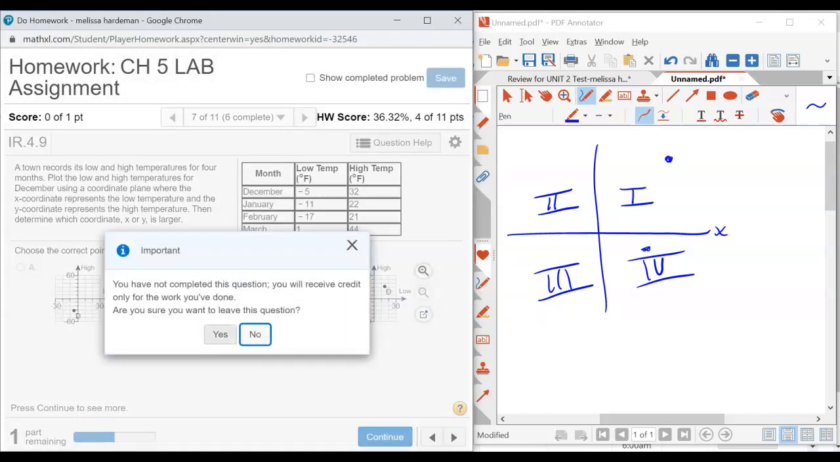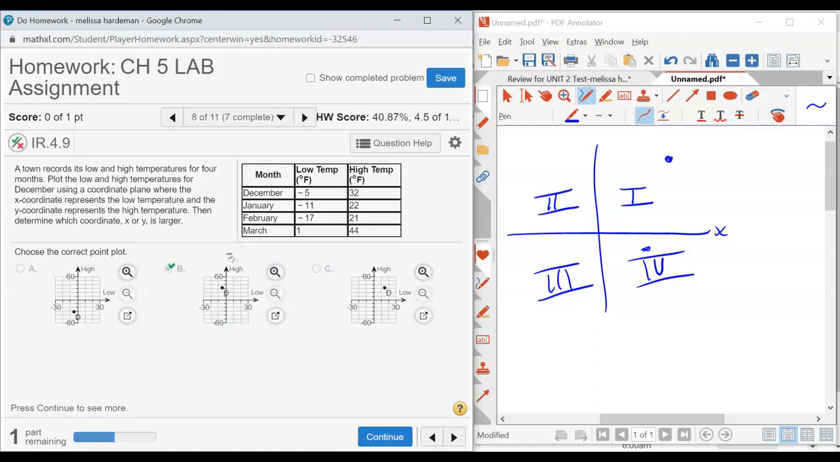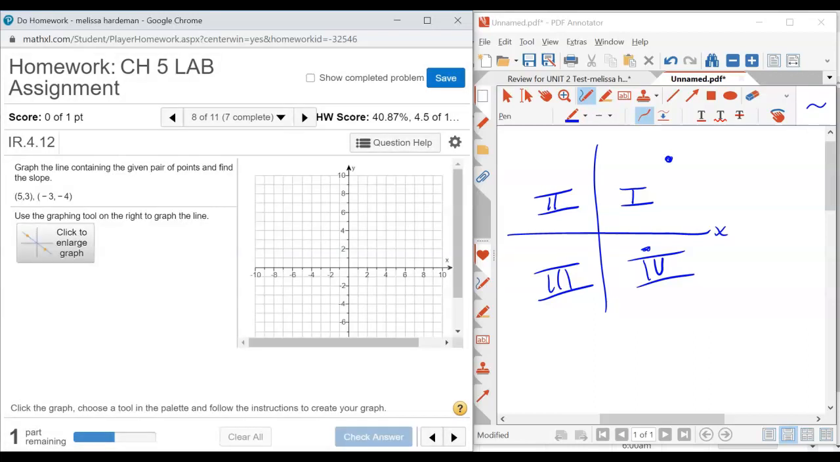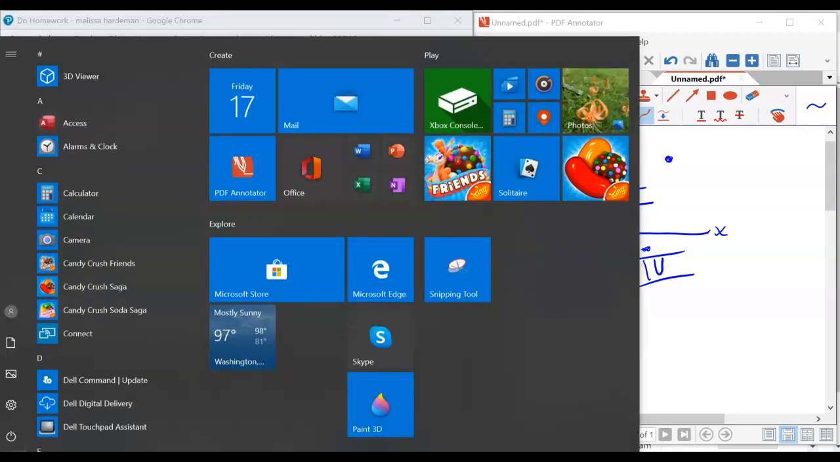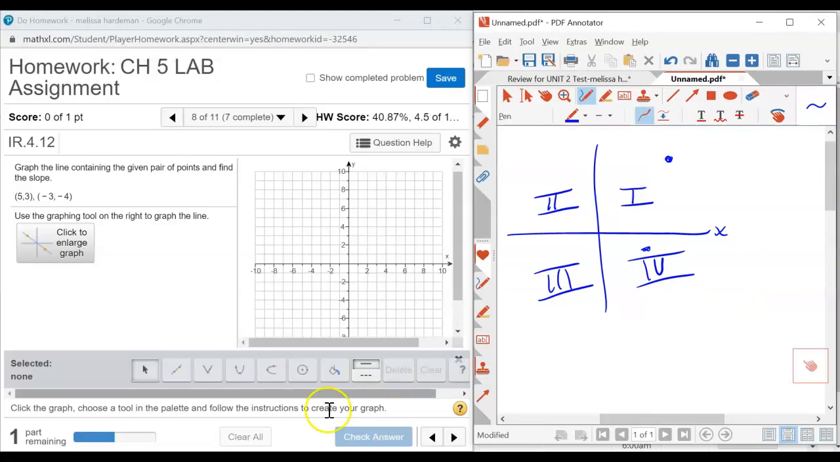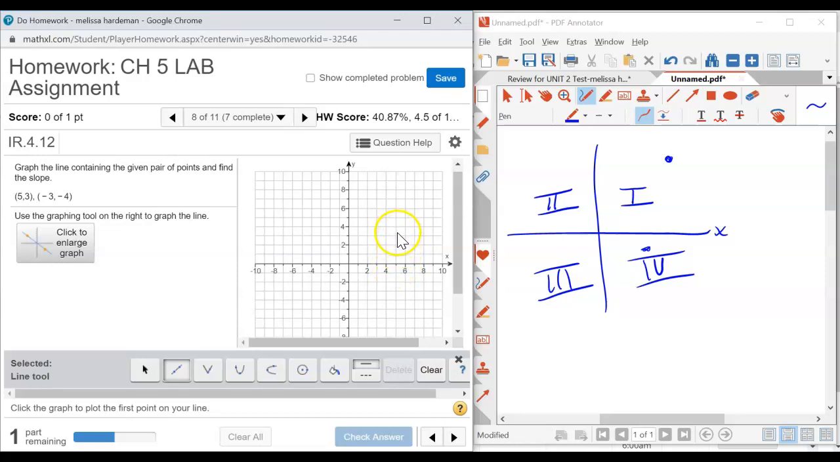Okay, anything else interesting here that's different? Graphing a line that contains the two ordered pairs. So the ordered pair is 5, 3, so I would go over to 5 and go up to 3. Ooh, I think that's it. Well, I need to get the graphing tool. Hold on. Here we go, graphing tool. So over 5 up 3 would put me here.